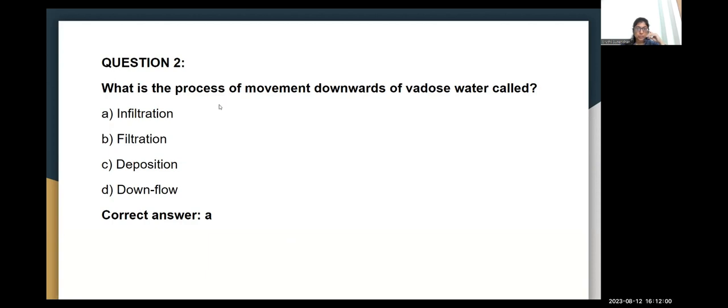Yes, question number two, the process of downward movement of vadose water is called infiltration. That's the correct answer.